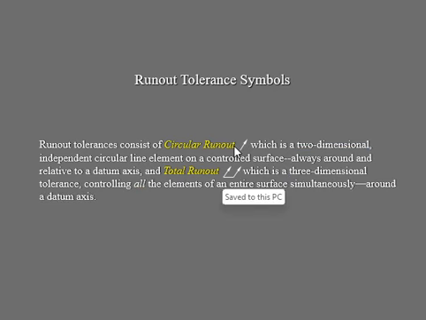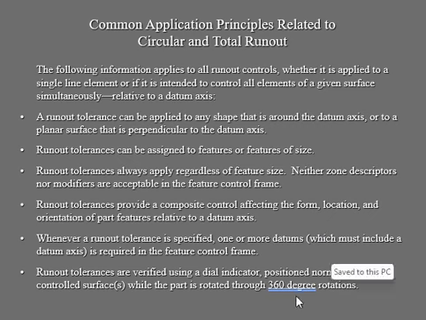Your circular runout symbol looks like this little arrow at 45 degrees, two-dimensional. Total runout has two arrows connected at the base, and that's your three-dimensional tolerance. It's going to control all elements of the entire surface simultaneously, meaning at the same time. And of course, you always have a datum axis. This is just telling you your common. All right, so we'll start talking about your circular and your total runout.